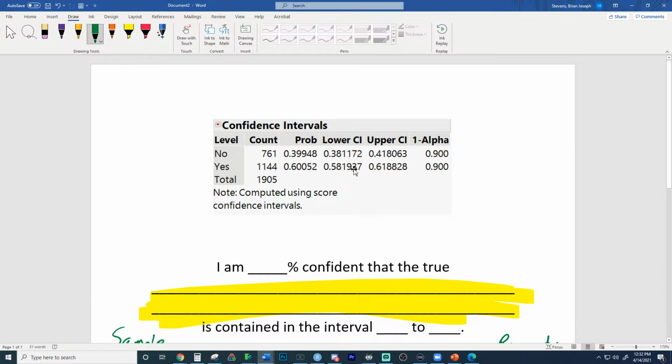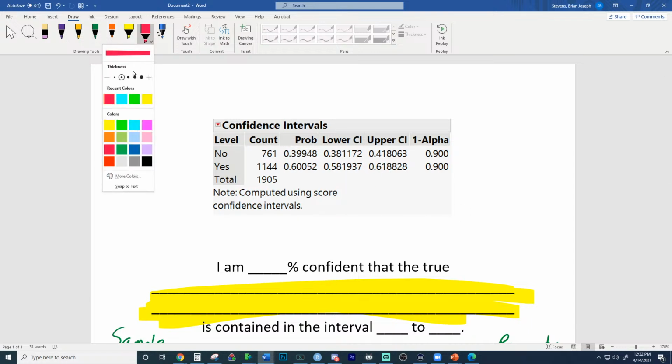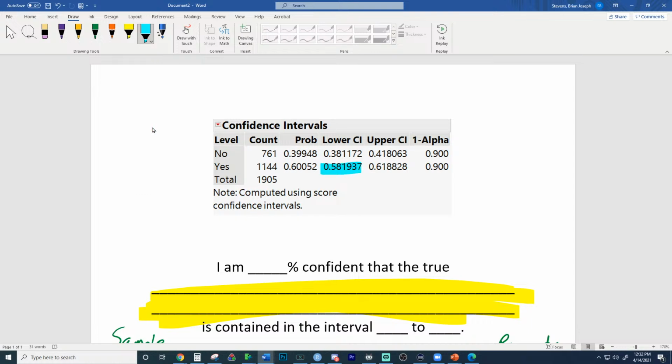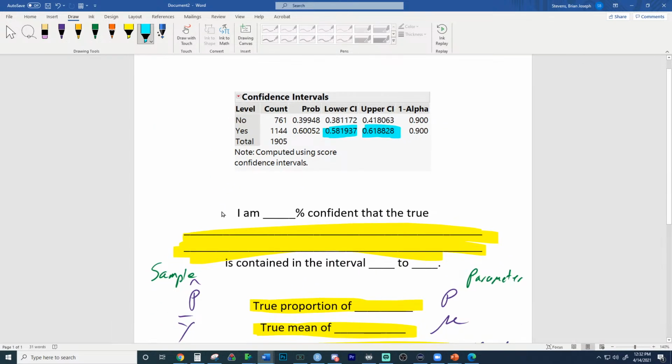And then your numbers right here are going to be the lower and the upper. So let's just highlight that so everyone can see if they come back to the video. The lower and the upper to whatever group you're using is going to be that. And so there's the lower.